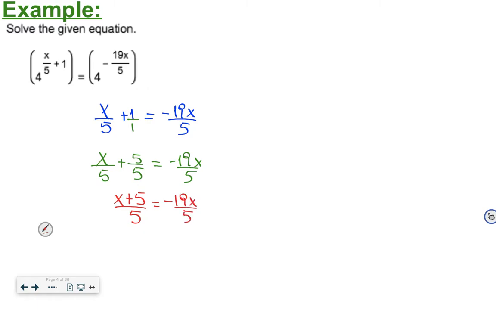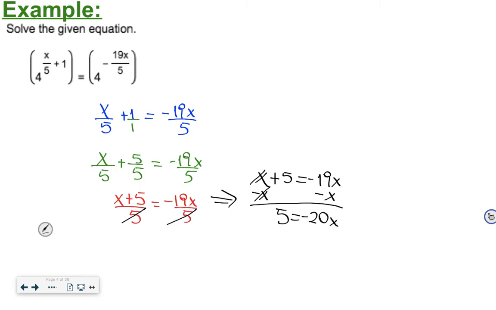So you can cancel out the denominators because they are equal to each other. So what do you expect? X plus 5 is equal to negative 19x. If you subtract x from both sides, you will get that 5 is equal to negative 20x. Divide both sides by negative 20, and x will be equal to negative 1 over 4. Negative 1 over 4 is the answer.